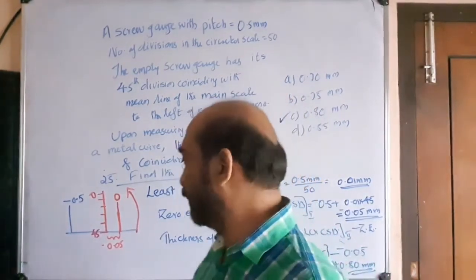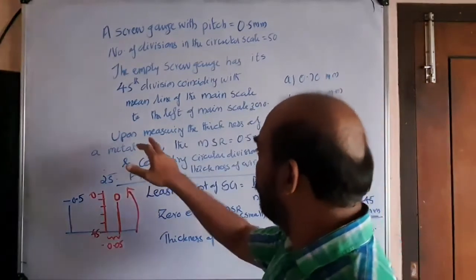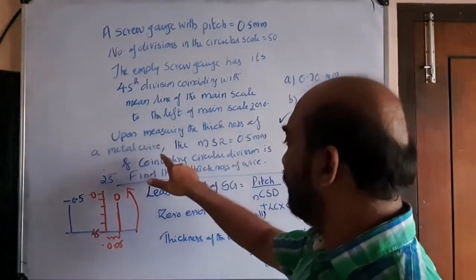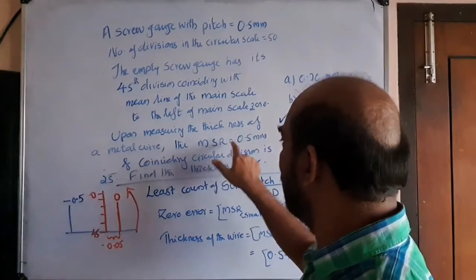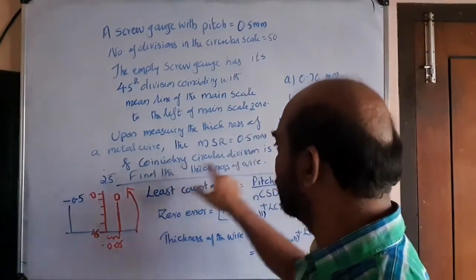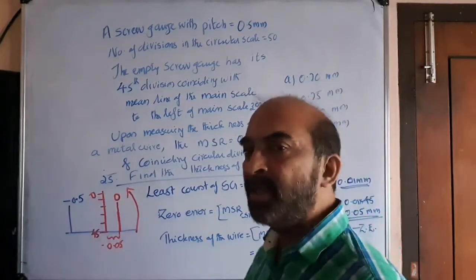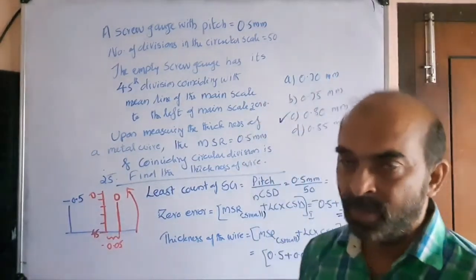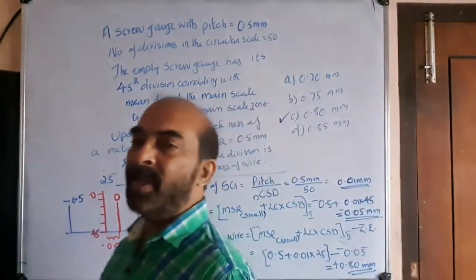Zero error is negative. Further, upon measuring the thickness of a metal wire, the main scale reading is 0.5 millimeter. Coinciding circular scale division is 25. Find the thickness of the wire. Okay. Now we will see how we will answer that.